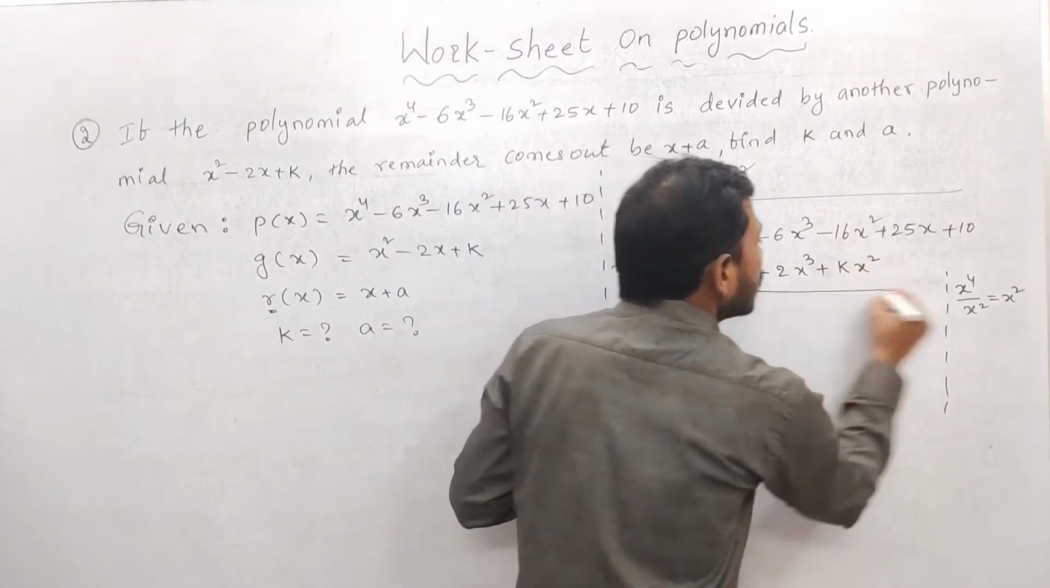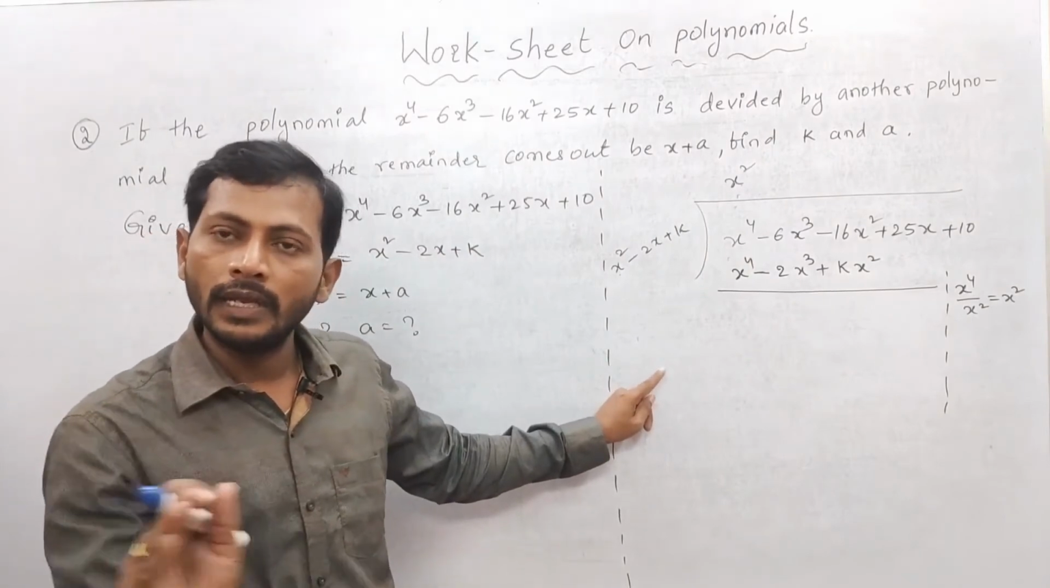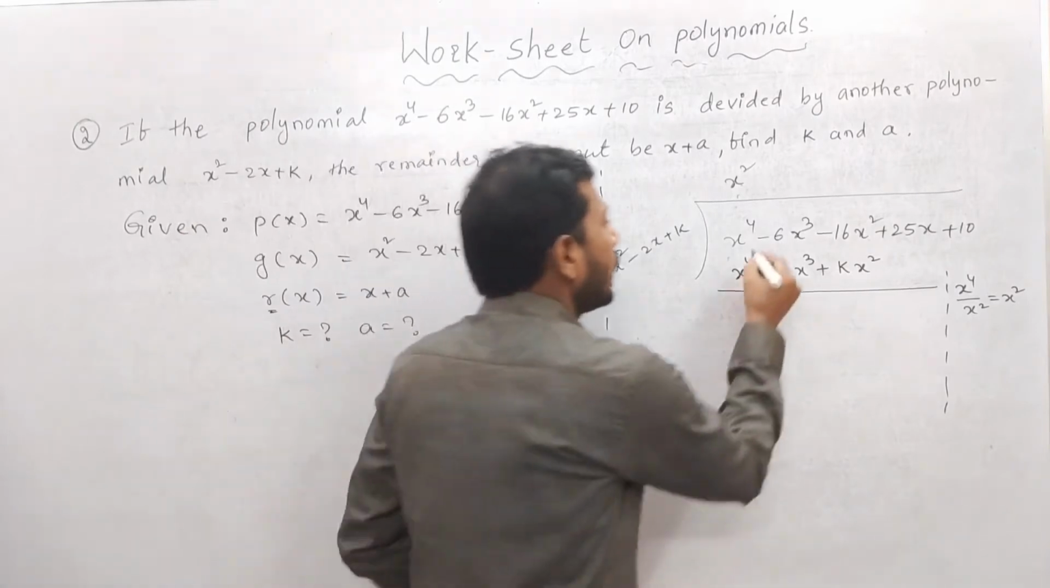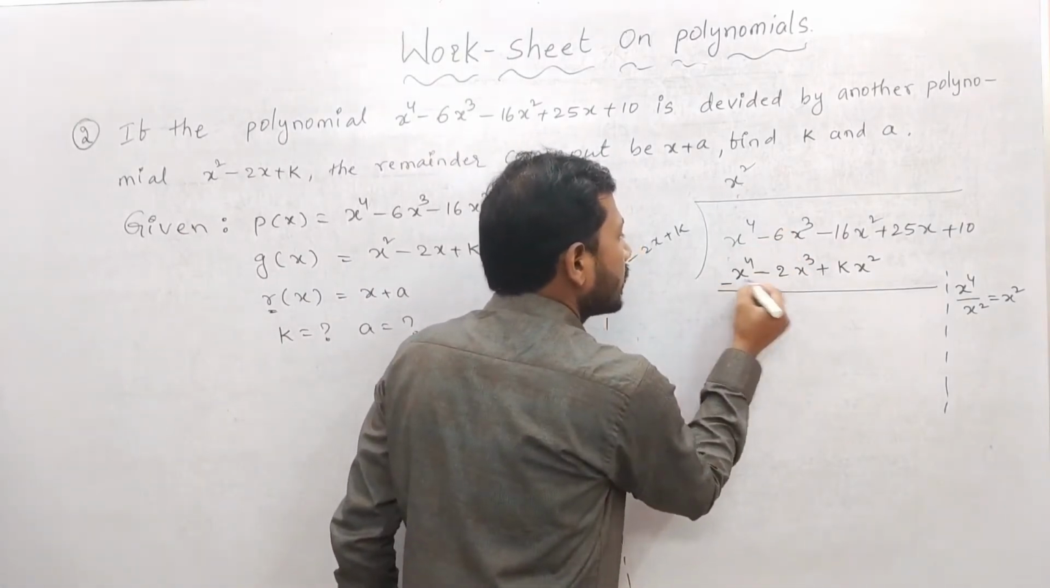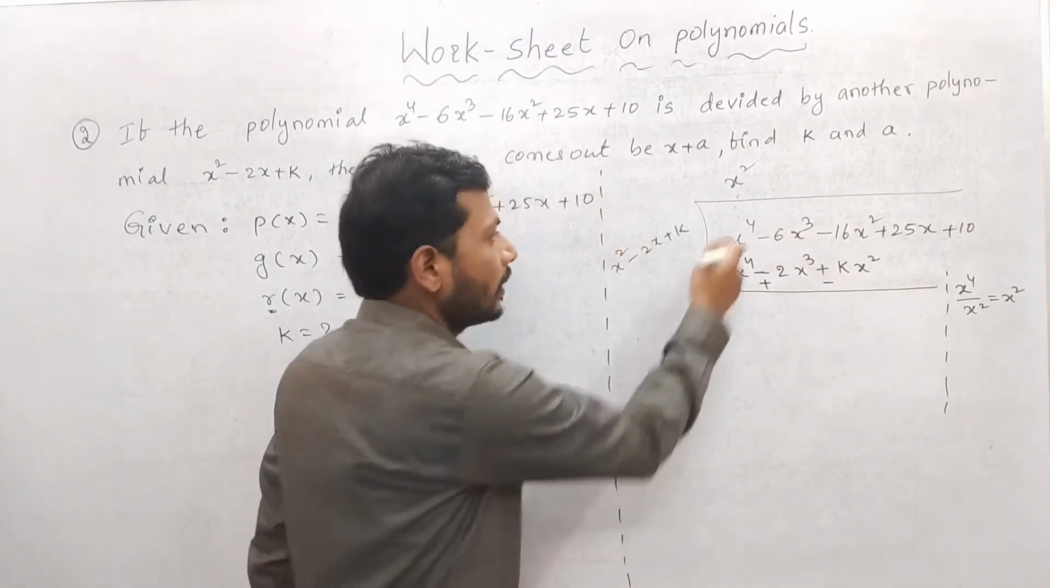Very good. One step completed. I hope you understood. If you didn't understand, take a little step backward and watch the step again. So now x power 4, I am taking here minus. This is the plus, this is the minus, subtracting to avoid the x power 4.